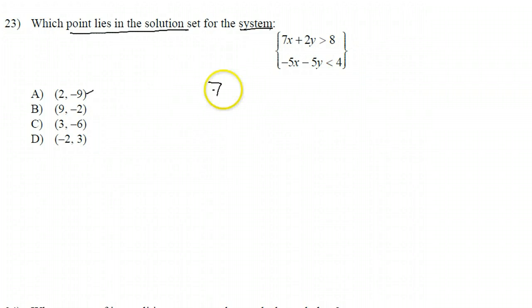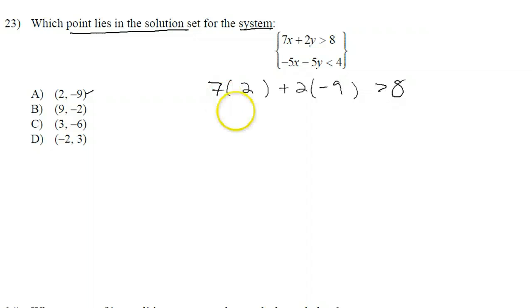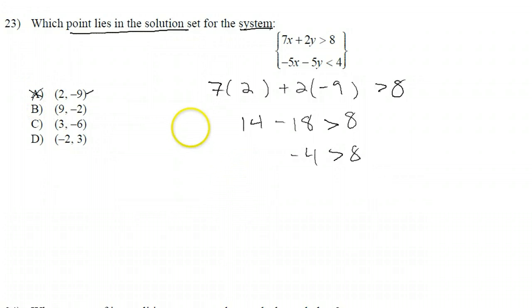So I got 7x plus 2y has to be greater than 8. And so let's see if this works out. 7x, I'm going to put in the 2. Y is negative 9. And I get 14 minus 18 is greater than 8. Well, first here, this is a negative number, so obviously it's not greater than 8. So let's move on to the next one.